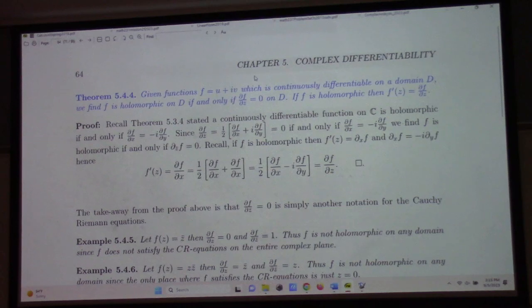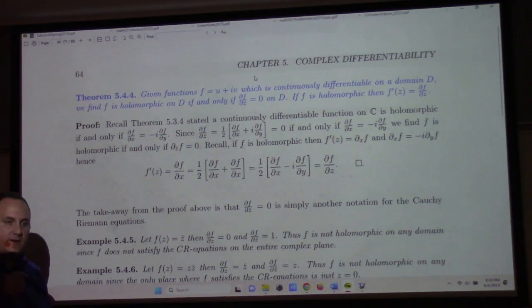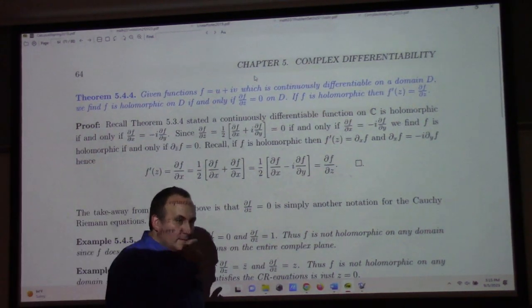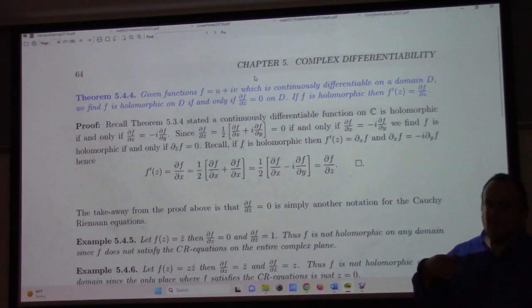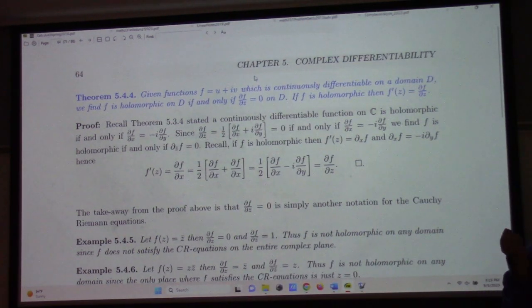So finally, what's the point? The point is just this. If you have a function which is continuously differentiable on a domain D, f is holomorphic on the domain D if and only if partial f partial z bar is 0. Some of you have said this already. A holomorphic function is just a function of z. It's not a function of z bar. This makes that idea precise.